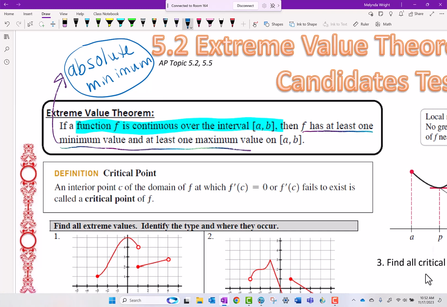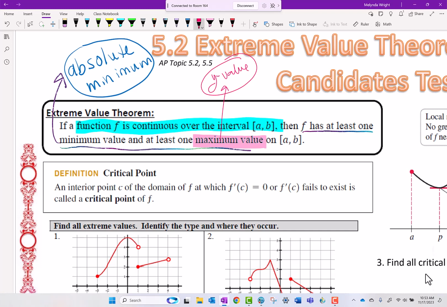And the value, and they're very picky about this, the value is the y value. They are really interested in the y value. Not necessarily the x value, that may or may not, but the y value is called the maximum value. So really important for us. Okay, so that's extreme value theorem.